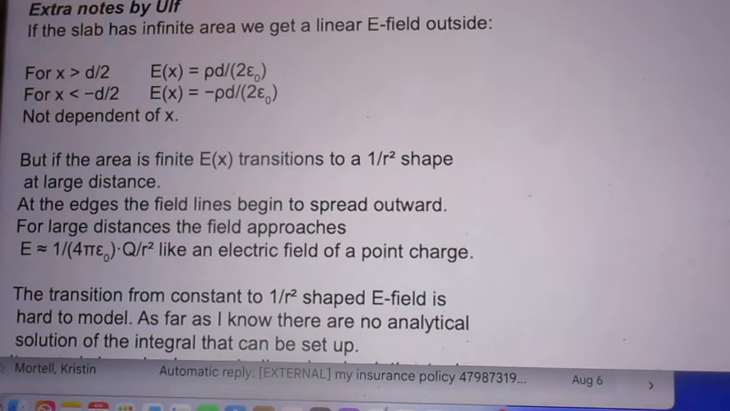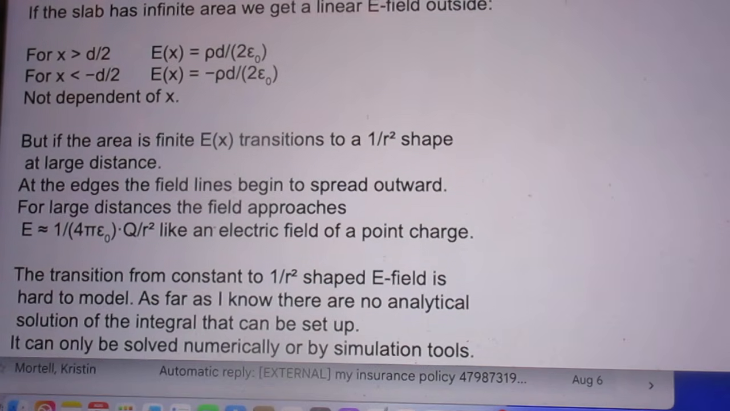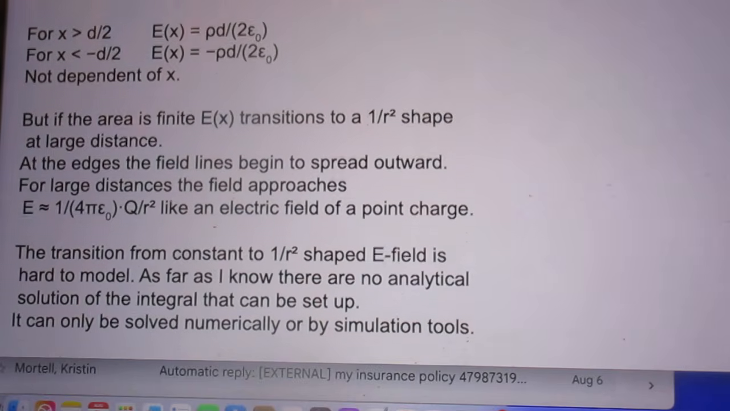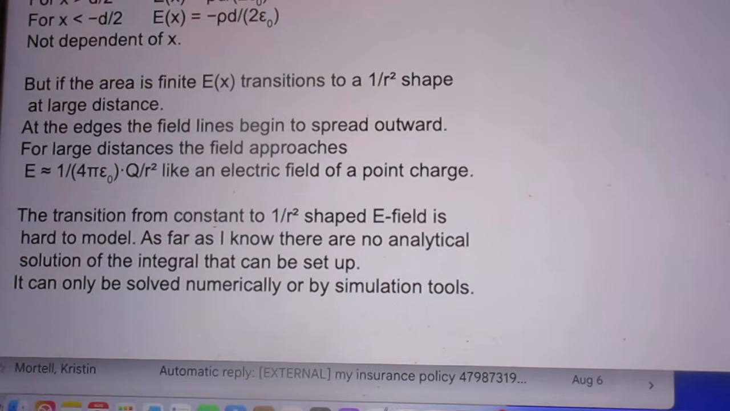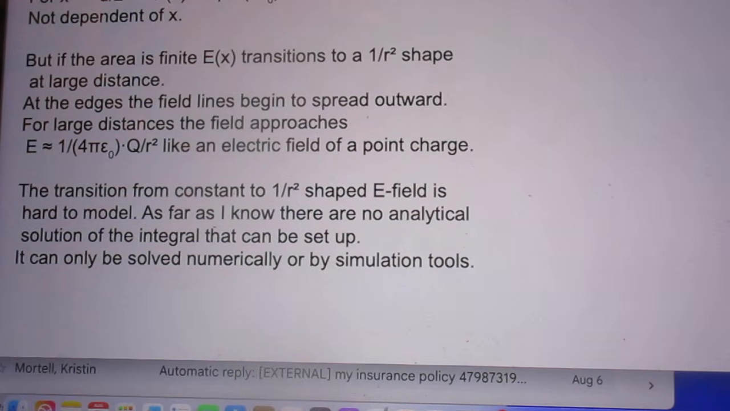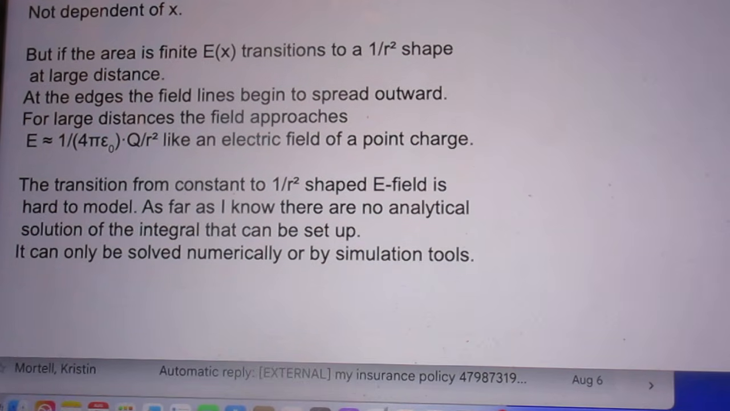Here are some extra notes by Ulf. If the slab has infinite area, we get a constant E field outside. That's what I covered in my lectures. But then he mentions if the area is finite, then the E transitions to a 1 over r squared shape at large distances.